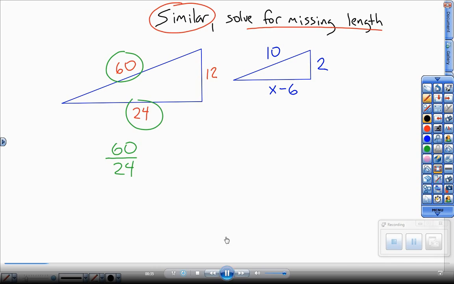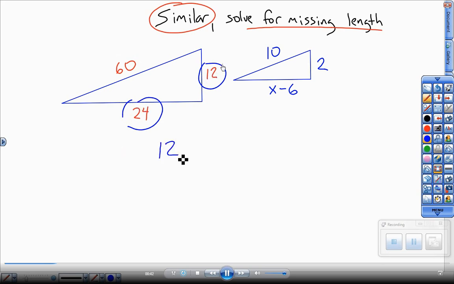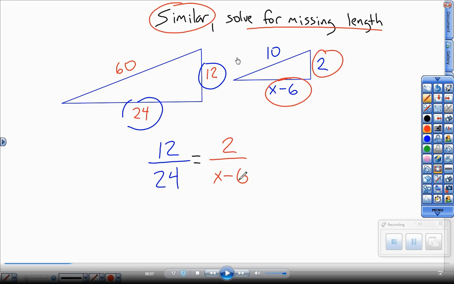The pattern I'm going to do is going to be 12, the height, over the base. That's probably the most common. 12 over 24, and stay consistent. I'm going to do this 2 over x minus 6. So 12 over 24 is the same as 2 over x minus 6. Stay consistent. Do not switch. Do not go 12 over 24 and then the next fraction go x minus 6 over 2. Don't want to do that. 12 over 24, 2 over x minus 6.